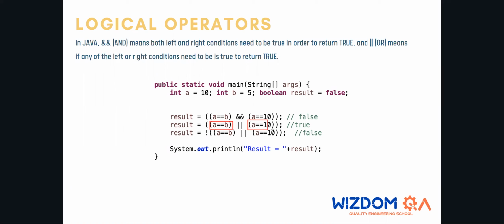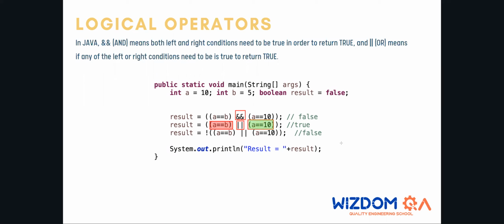A is equal to 10. But here, you see, earlier I used the AND operator, but here I'm using an OR operator. Meaning either, let me use some color coding. Just give me a minute. So either this one is true, or, let me change it to green, or this one is true.